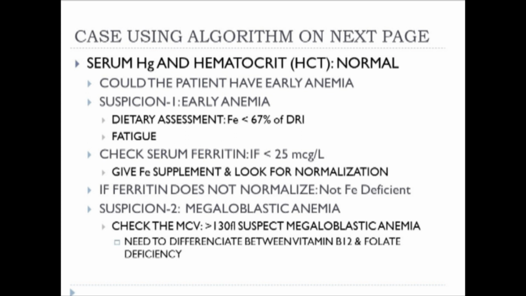What's our second suspicion? What about megaloblastic anemia or megaloblastosis? So here we would have to check the MCV, and if the MCV is over 130 fL, we can certainly suspect megaloblastic anemia. There would then be a need to differentiate between: is this megaloblastosis occurring because of a vitamin B12 deficiency? Is it occurring because of maybe a folate deficiency? Or is it occurring because of both being deficient?